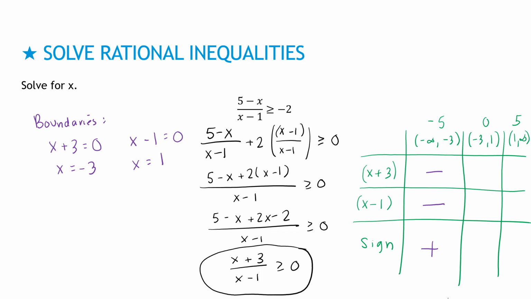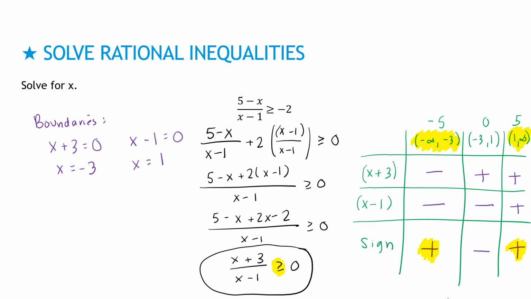Negative 3 to 1, I chose 0. 0 plus 3, that's positive. 0 minus 1, that's negative. That sign would be negative because a positive divided by a negative is a negative. Last one, 5 plus 3 is 8, that's positive. 5 minus 1, positive. Positive divided by a positive gives me a positive. I am looking for values that are greater than or equal to 0. So I'm looking for the positives, which means I'm going to have two solutions.